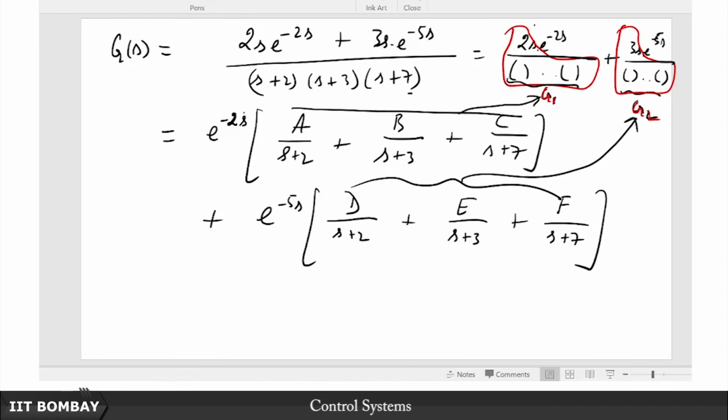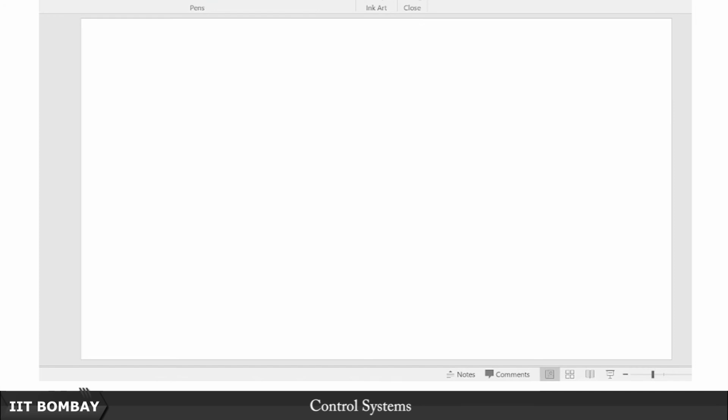Once you have done that, then you can take the Laplace inverse on both sides, of course keeping in mind that the Laplace inverse due to this e to the minus 2s will lead to a shift or a time delay in the time domain, right. So that is the crucial aspect that one needs to remember, okay.